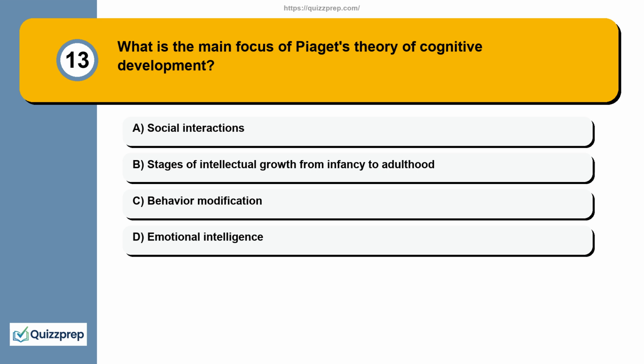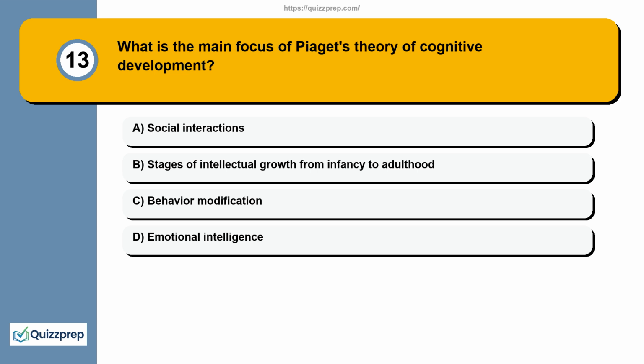Question 13. What is the main focus of Piaget's theory of cognitive development? Here are your options. Option A. Social interactions. Option B. Stages of intellectual growth from infancy to adulthood. Option C. Behavior modification. Option D. Emotional intelligence.